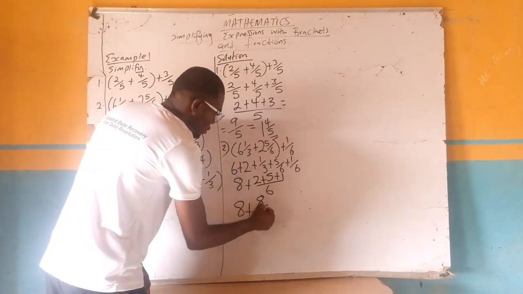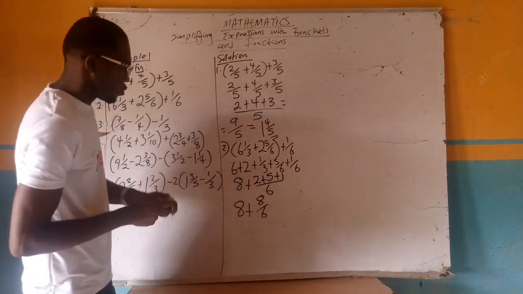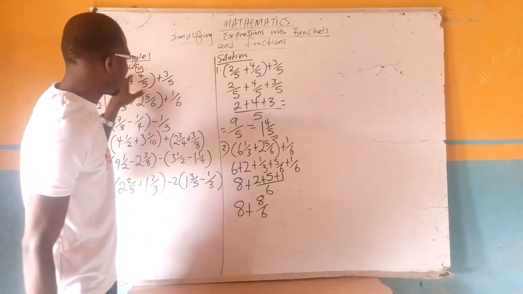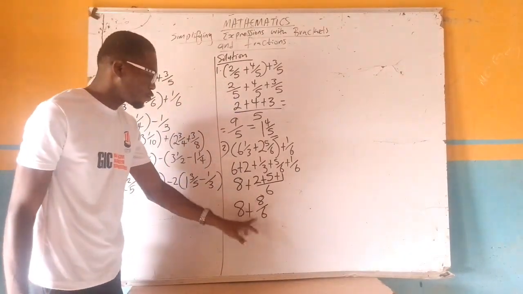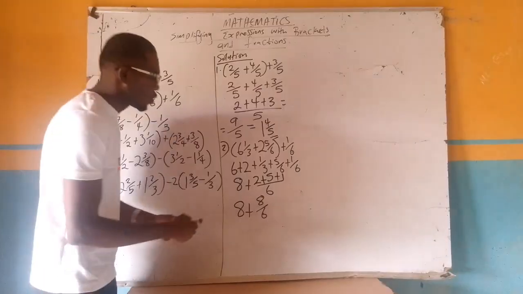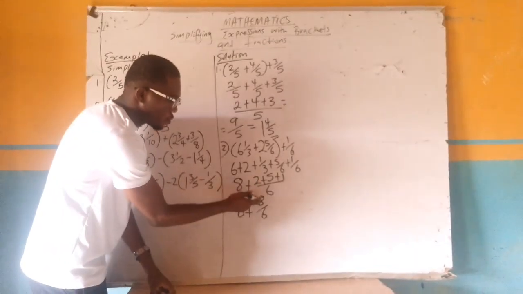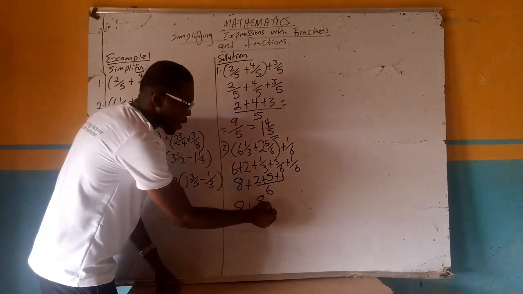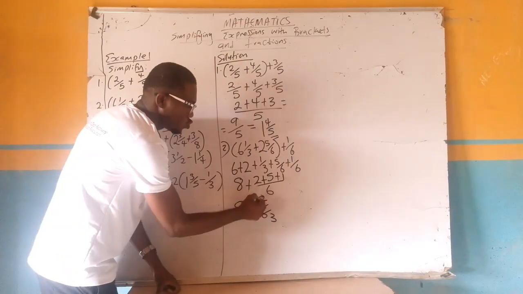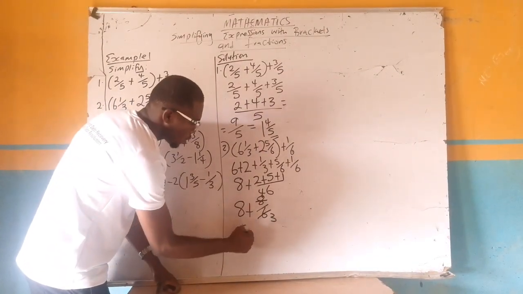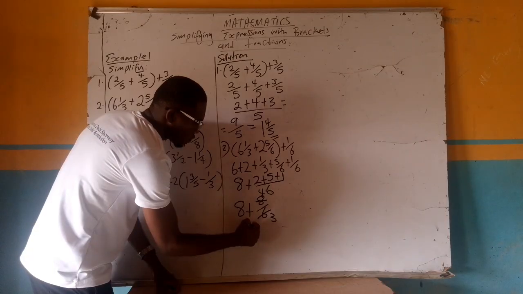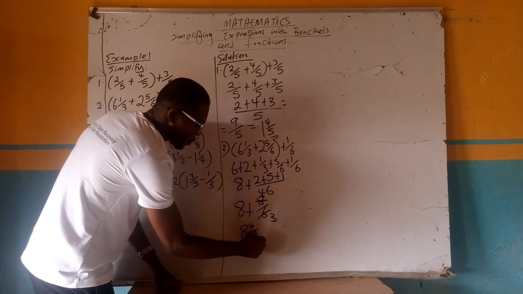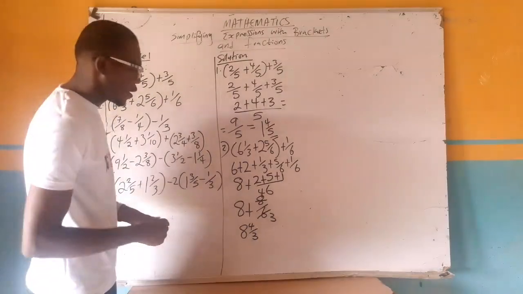8 over 6. So if you look at this, remember, we are doing this simplifying. We have to break this down to the smallest number. So by doing that, we have to look for what is common here. So 2 can share both these two numbers. So we have 2 here is 3, 2 here is 4. So we then have 8, what? 4 over 3. Okay? 8, 4 over 3.